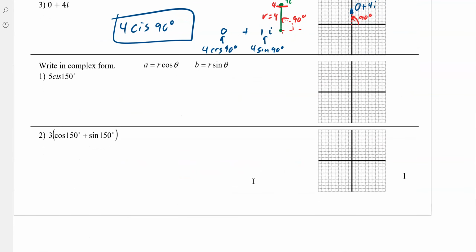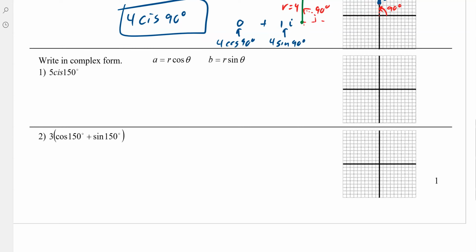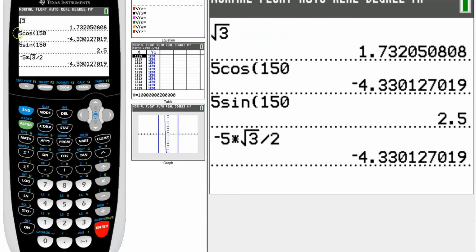Now let's try it in reverse. And it really is a lot quicker here. So all you're going to be doing is writing 5 cosine of 150 plus 5 sine of 150 and then putting the I. So it's 5 cosine I sine. And we plug this in our calculator. So 5 cosine of 150, that's our real part. So we get this. And just to verify it, you already knew it was rad 3 over 2 for 150.